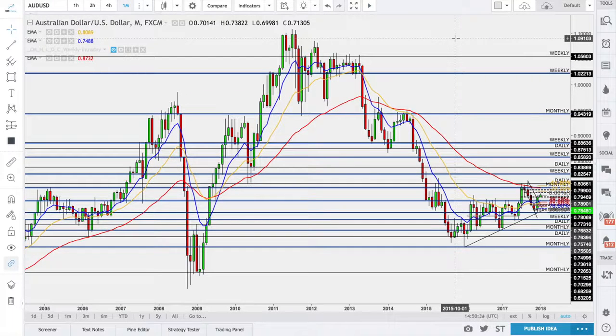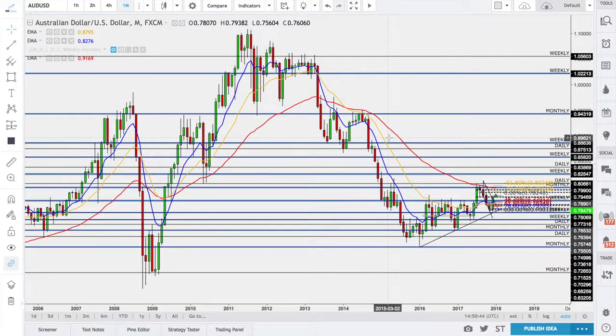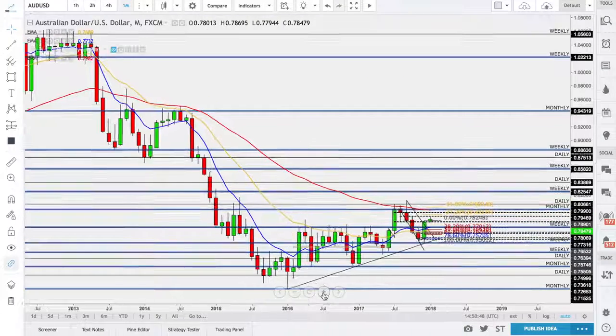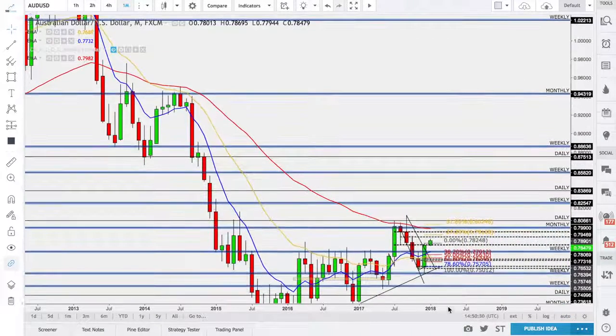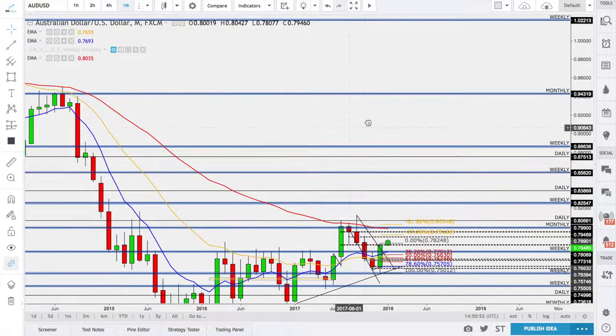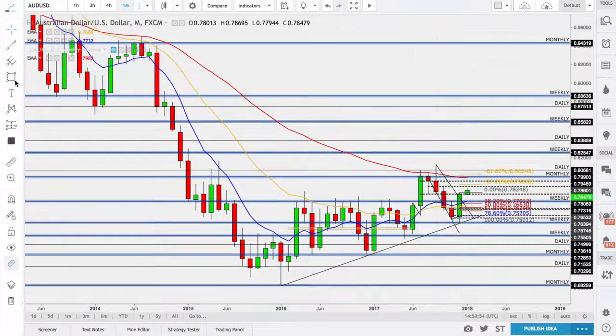So we decided to do another video on trend reversals. The last video was of course on retraces, but what we're looking for now is actual trend reversals. You can see we've got a chart here, Aussie dollar on the monthly time frame. When you look at a monthly time frame, sometimes you see a nice consolidation.